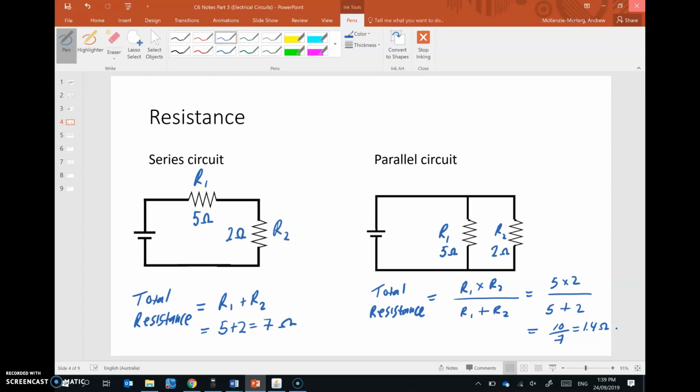either of the resistors that are involved in the circuit. So it's a very interesting thing about parallel circuits, this result.